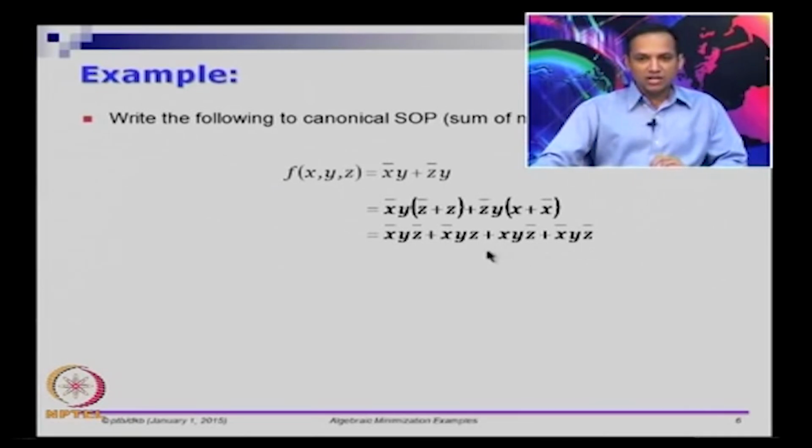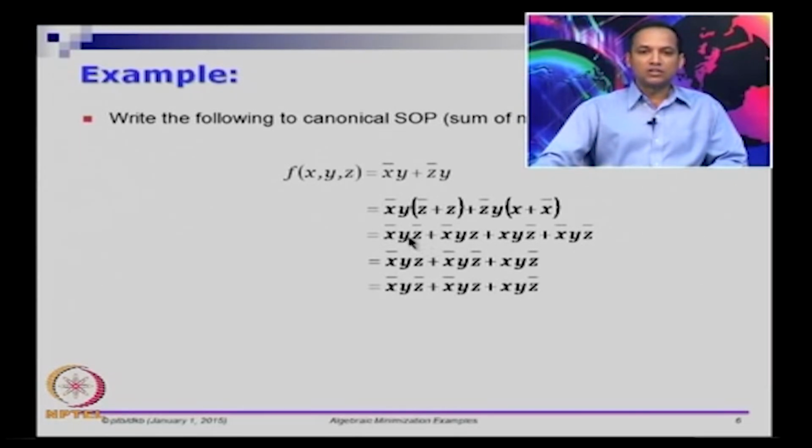The quick answer to that is, it is not canonical because there are terms which are repeated in them. If you notice, there is x bar y z bar and there is x bar y z bar even here. So this term is repeated twice, and a canonical SOP will have each product term appearing only once. So the next line actually changes that. We have x bar y z plus x bar y z bar plus x y z bar.